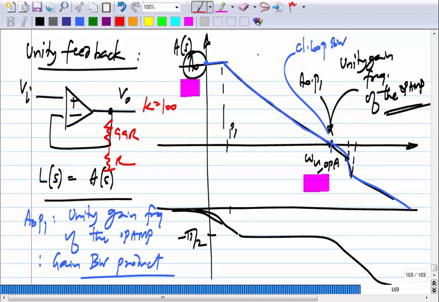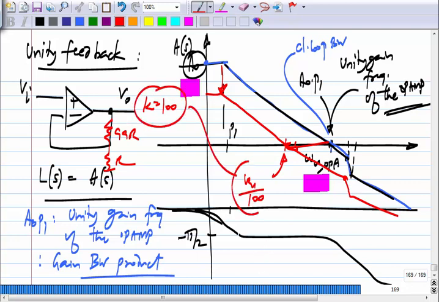Hundred. What is the loop gain? Down by 100, that's all. This will go down 100x, so the bandwidth will go down like that.